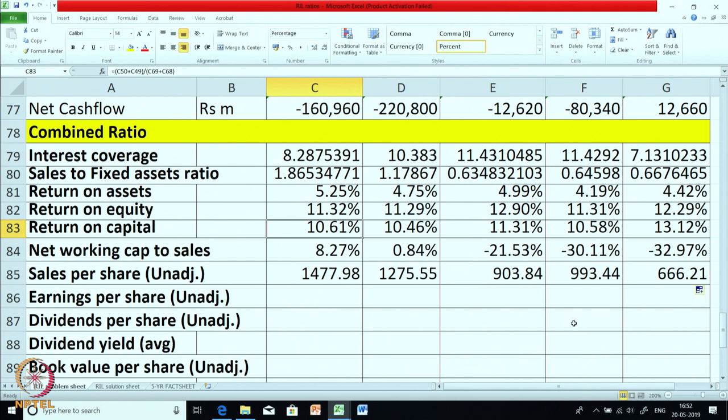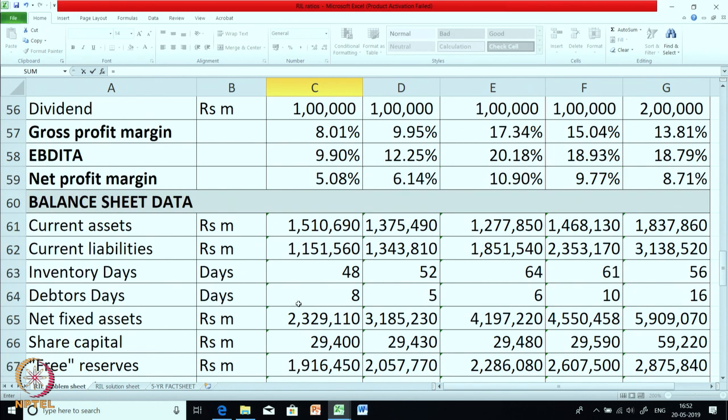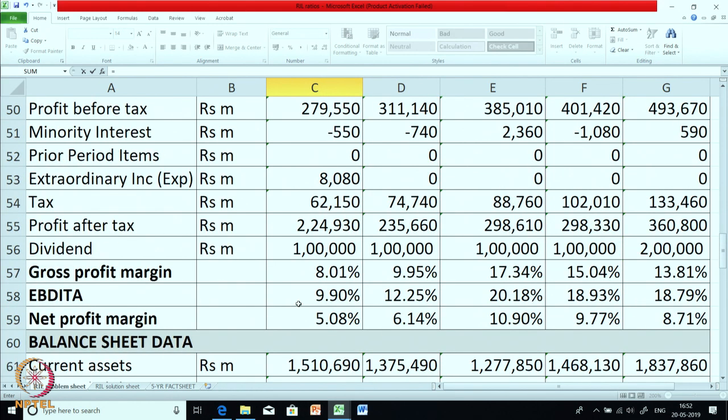The next is a very important figure from the financial stock market angle, that is EPS or earning per share. So, numerator, I think you all know, we take PAT, this is the total profit of the company, divided by the number of shares to know the profit available per share.